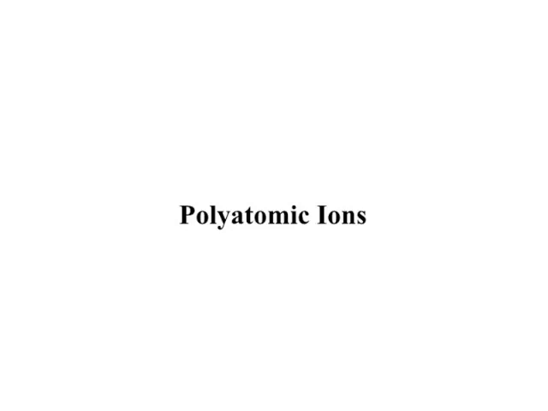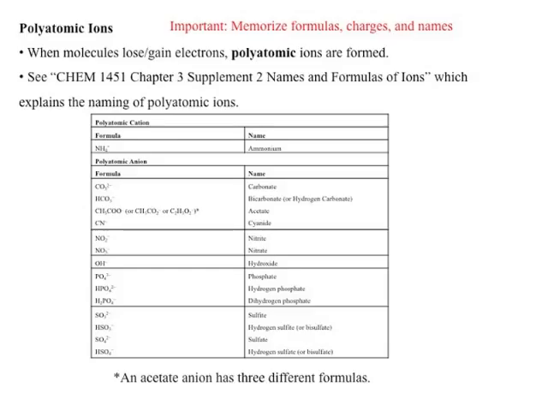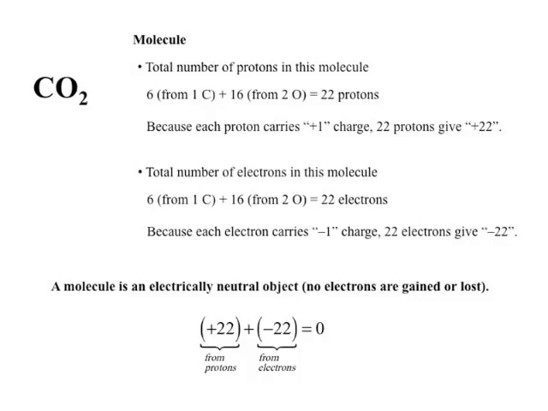Now I'd like to explain polyatomic ions. Remember, molecules can gain or lose electrons, and they become ions. Let's move to the next slide. It is important to know the formula, charges, and names of polyatomic ions. Polyatomic ions are basically ions made from molecules. Let's move to the next slide.